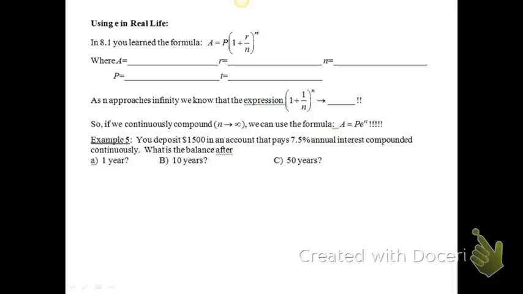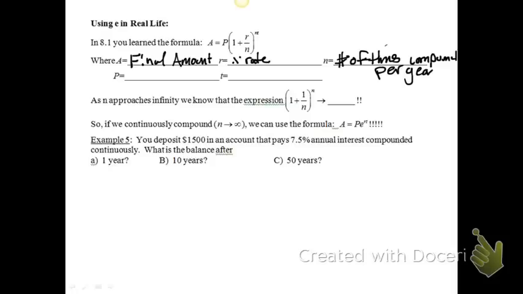nt power, where A is our final amount. r is our percent rate that we're given for our investment. n is the number of times we compound per year. P is our principal, our starting amount. And t is our time in years.